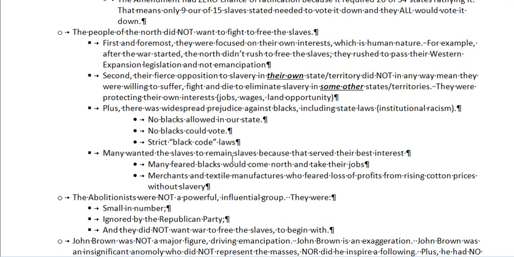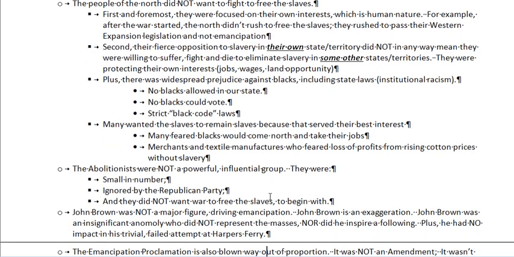Many wanted slaves to remain slaves because that served their best interest. That's true. I don't know exact numbers, but a lot of people were afraid that if you let the slaves free, they're going to come up here and compete with us for our jobs. They're going to take our jobs. Many feared blacks would come north and take their jobs. Merchants, like in New York City, and textile manufacturers, like textile factory owners, feared loss of profits from rising cotton prices without slavery. They wanted to maintain slaves because they get cheap cotton.